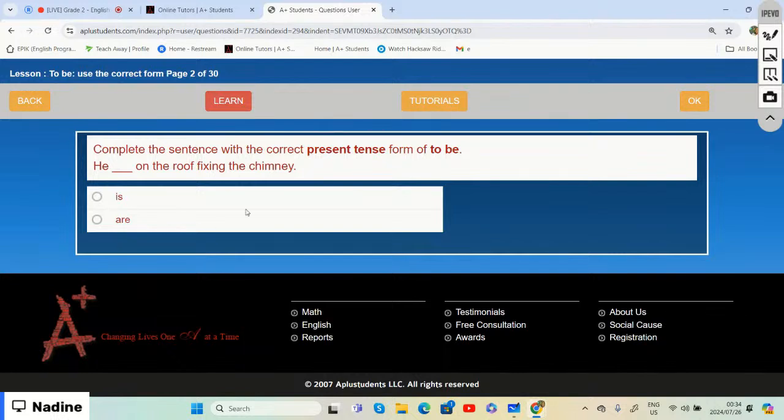All right, and if we look at the correct one, yes, we can say he is. Option one, he is on the roof fixing the chimney.